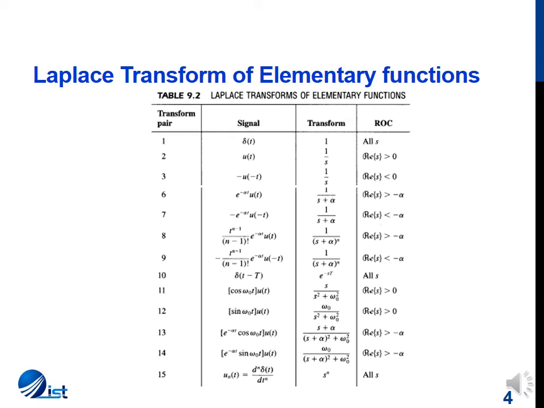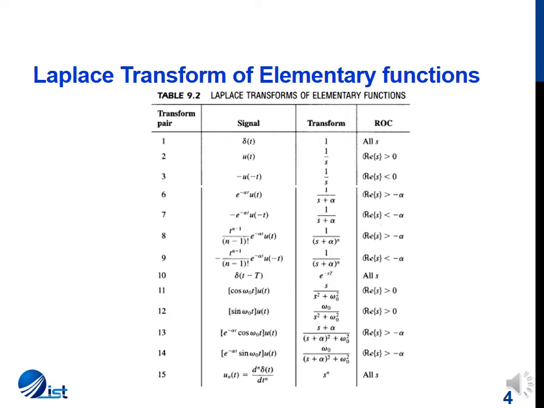Then we discussed the Laplace transform of some elementary functions. Table 9.2 of your book, I have just pasted the table, and from it I've used the signals which we used more in this course. So we saw that for the impulse delta of t, the Laplace transform was 1. For a unit step function, the Laplace transform was 1 by s.